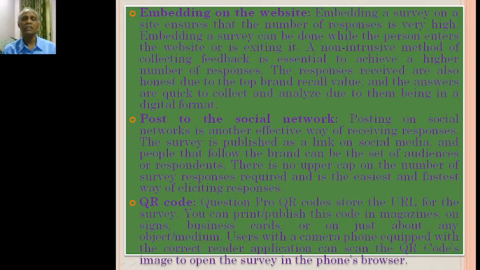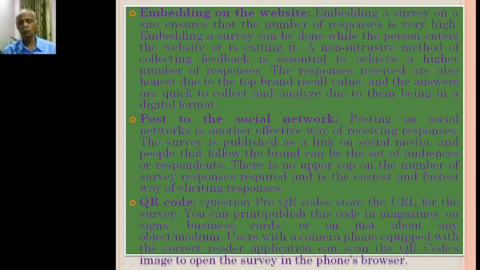Embedding a survey on the site ensures that the number of responses is very high. Embedding a survey can be done while the person enters the website or is exiting it. A non-intrusive method of collecting feedback is essential to achieve a higher number of responses. The responses received are also honest due to the top brand recall value, and the answers are quick to collect and analyze due to them being in a digital format.